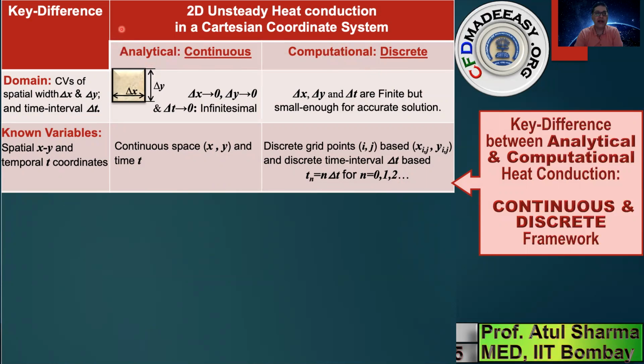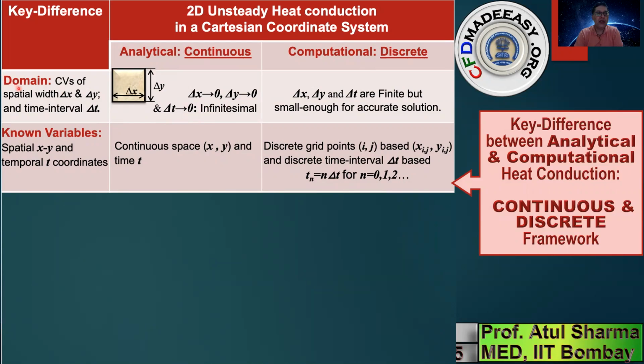Note that you have taken a course on analytical heat conduction in your undergraduate, where you start with a domain. Basically, in a Cartesian coordinate system, in a 2D case, you take a Cartesian control volume of size delta x in the x direction and delta y in the y direction. And in your analytical heat conduction course, to derive the governing differential equation in heat conduction, you finally apply delta x, delta y, as well as delta t, which is the time step, tending to 0.